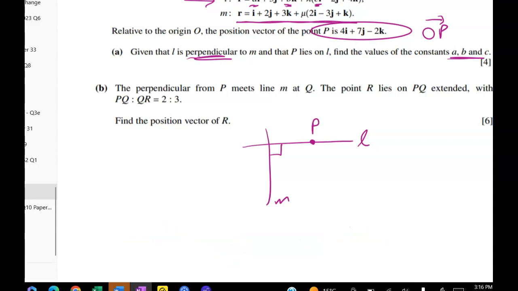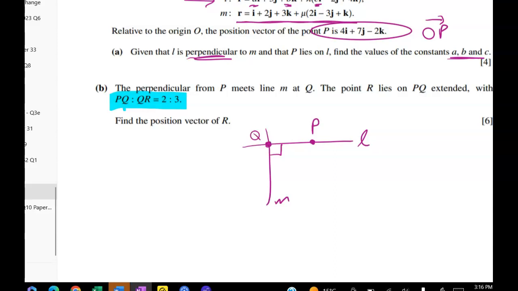Okay, so we have to figure out A, B, and C. Now those 4 marks are actually quite simple. Then the next part is also okay if you take it slowly. It looks horrible because we've got this thing in here straight away. So the perpendicular from P meets line M at point Q. So I've actually already drawn the diagram that I need here. Here's point P, and this is point Q here.